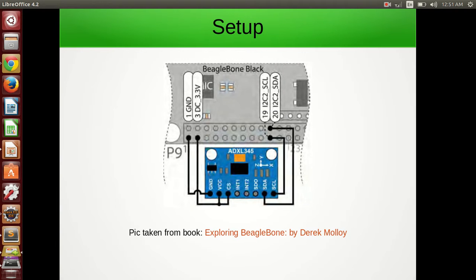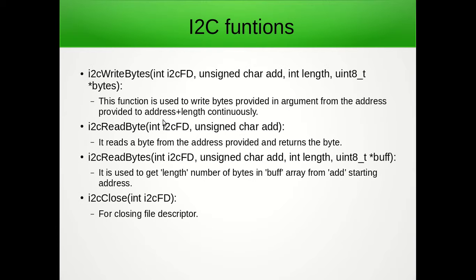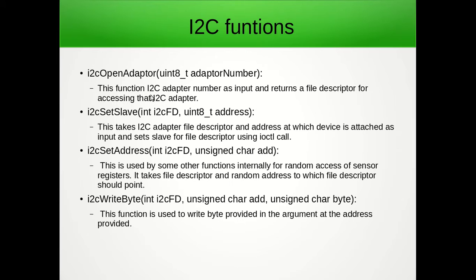Okay, now let me show you the functions that I have created for the same, for developing the Android application. So in total we have 8 functions. So let me go through and tell you about that. So first function is I2C open adapter. This function takes adapter number as the input and returns the file descriptor for the I2C adapter. So using that descriptor you will be able to further do read and write operations on the sensor. Next is I2C set slave.